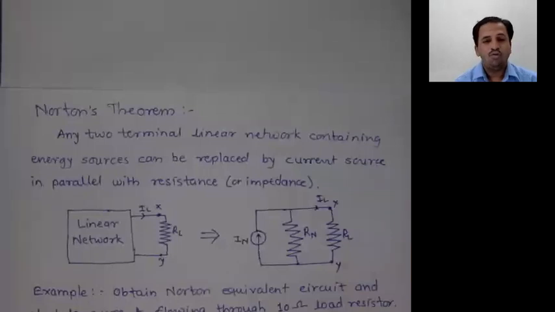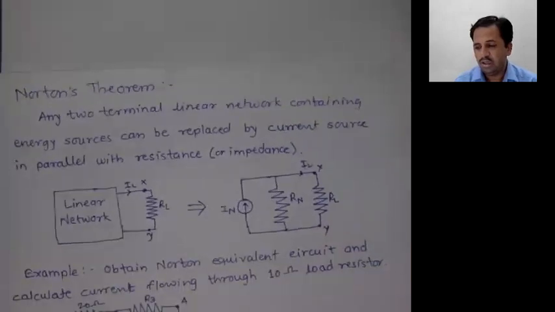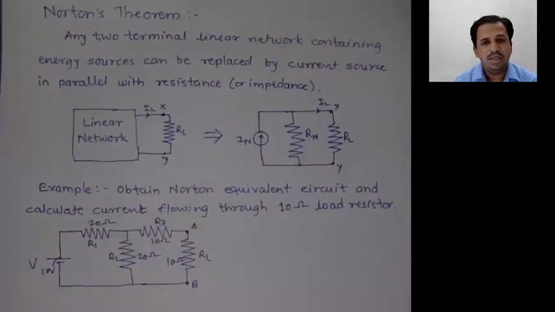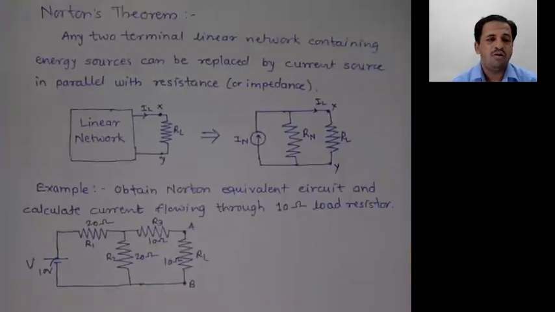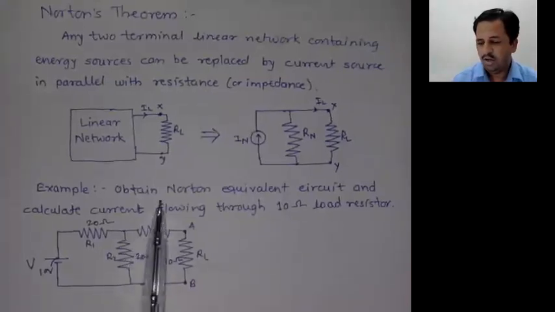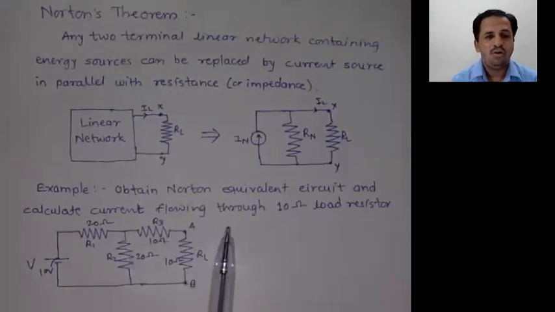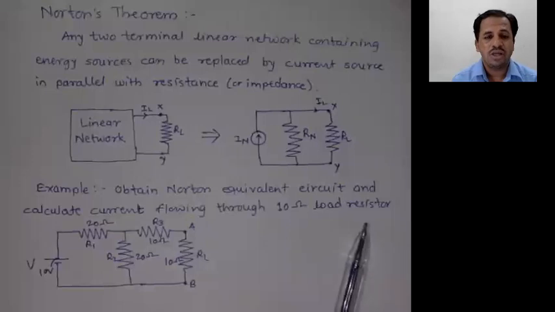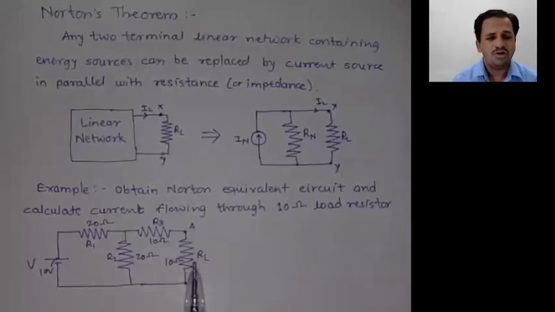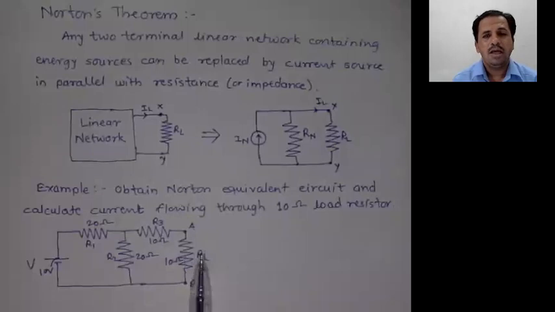Now we have to start with the solution example, to see whether it gives the proper value of load current or not. That we have to see with the example. The similar example which we solved previously by using Thevenin theorem and Kirchhoff's voltage law, here we have to solve: obtain the Norton equivalent circuit and calculate the current flowing through the 10 ohm load resistor.